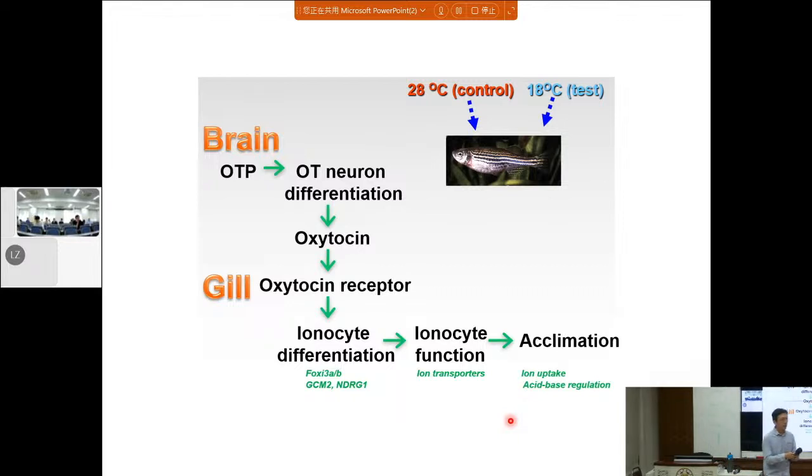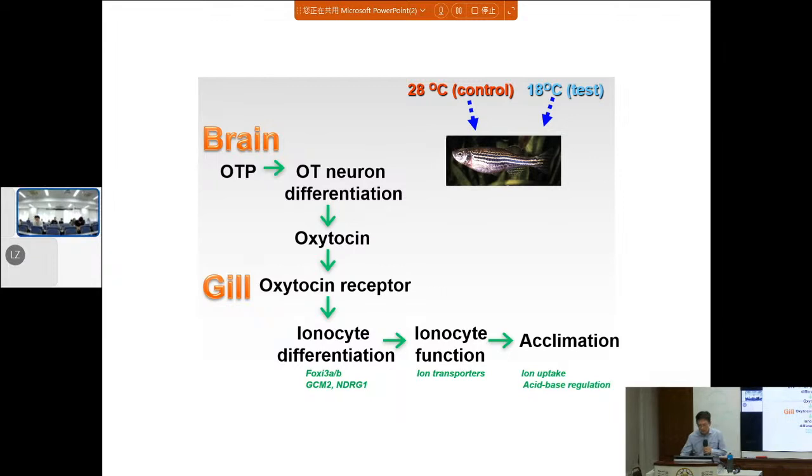I wonder if the ion uptake or acid-base regulation does anything to help the fish survive at low temperature, because the low temperature is... Sorry, it's okay. I have a question going back to slide 28, 29.